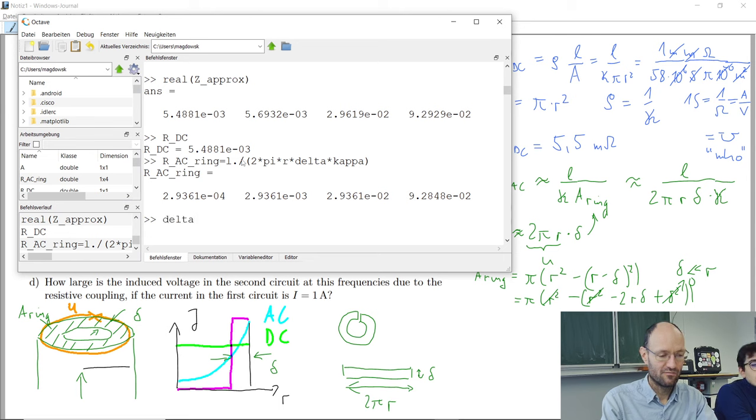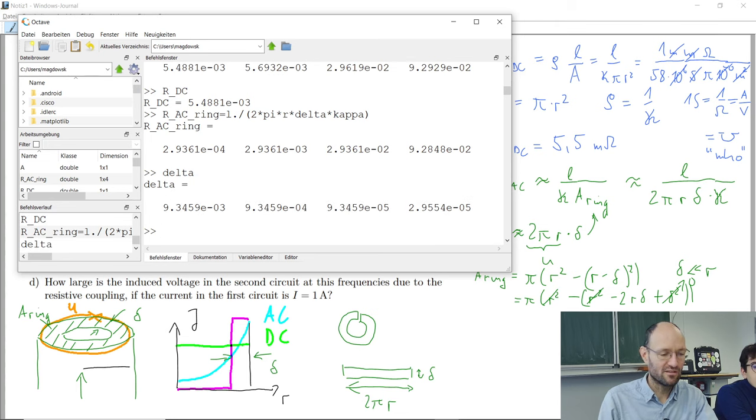Because delta is small. So what is inside this equation here? Okay, there's the length, nothing strange with the length should happen. With the radius, nothing should happen. Kappa is also a fixed value, but what changes here is the delta. So the answer should somewhere be hidden in this delta. So let's check the delta once again. And I mean, here we said, okay, at 50 hertz, the delta is 9 millimeter. And here it's 0.9 millimeter, and here it's 0.09 millimeter, and here it's 0.03 millimeter.